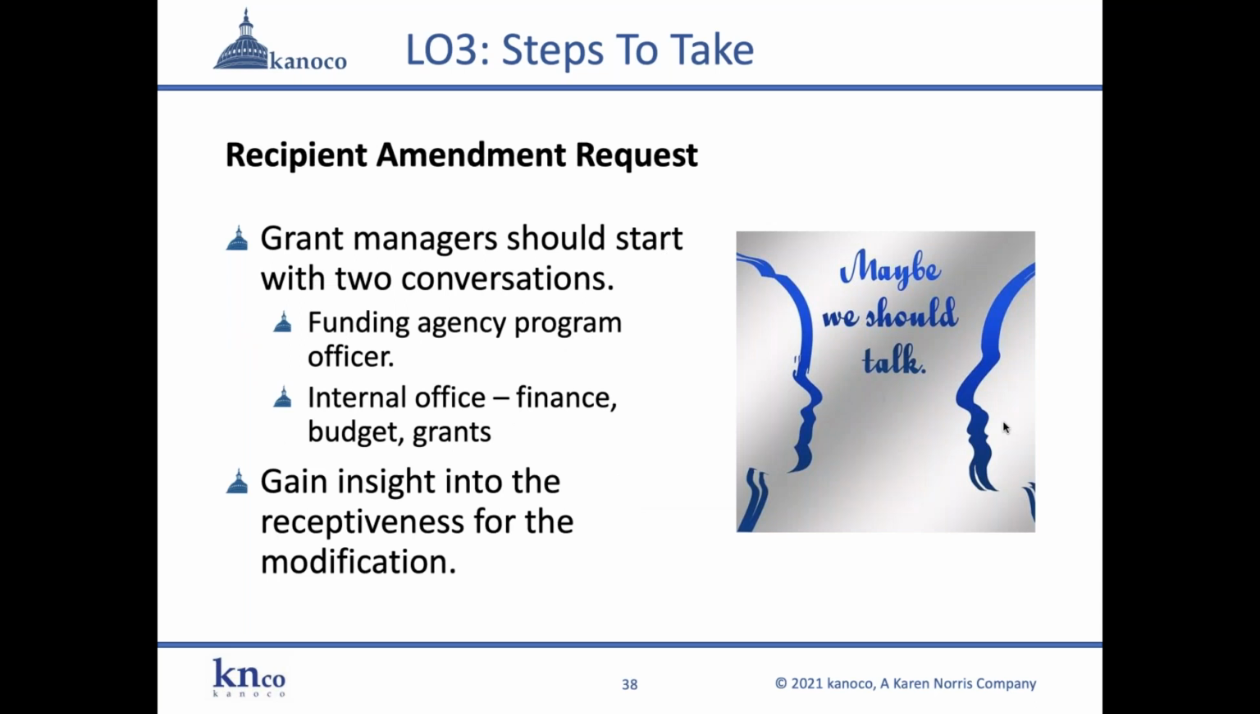So when a recipient puts in an amendment request, the grant manager should start with 2 conversations. They, of course, should contact the funding agency program officer, and then they should also check things internally. They should give a heads up, a professional courtesy to their finance departments, their budget offices, the grants office. Hey, we need to make a change. Everybody, you all okay with that? Oh, yes, thanks for keeping us posted. Just work through us to get the amendment done.